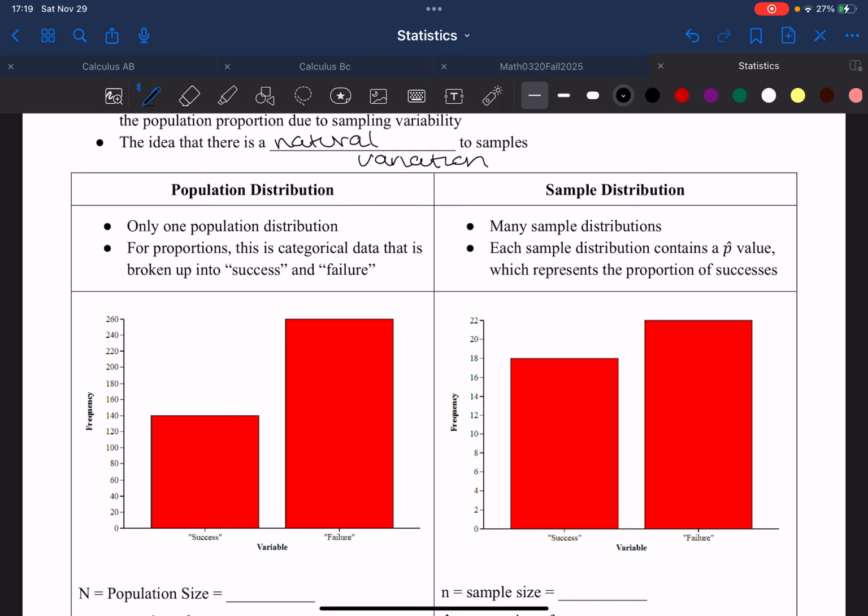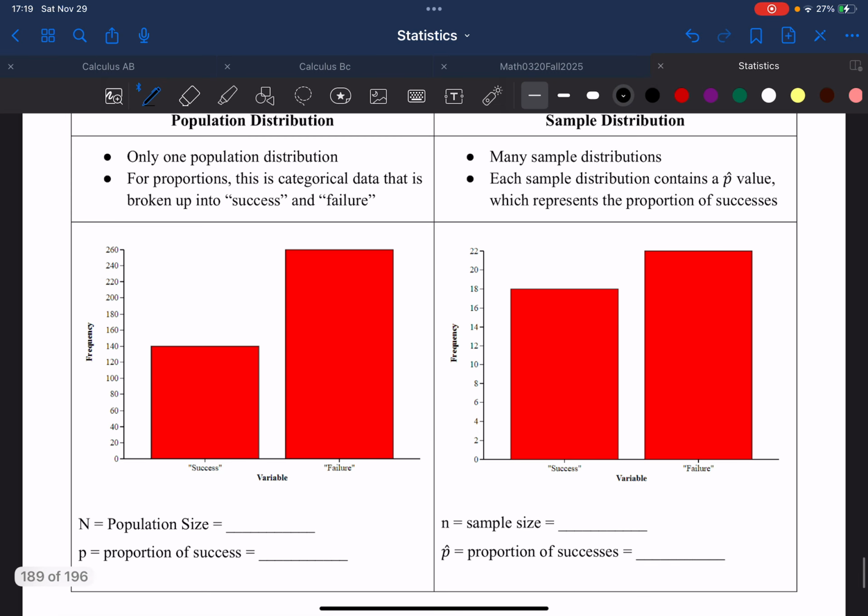For a population distribution, there is only one population distribution, meaning this is taken of one single population. For proportions, this is categorical data that is broken up into success and failure. So the population size here is going to be adding the successes and the failures, which gives us 400. The proportion of success, p, is the number of successes, which is 140, divided by the total population size, 400, and that gives us 0.35.